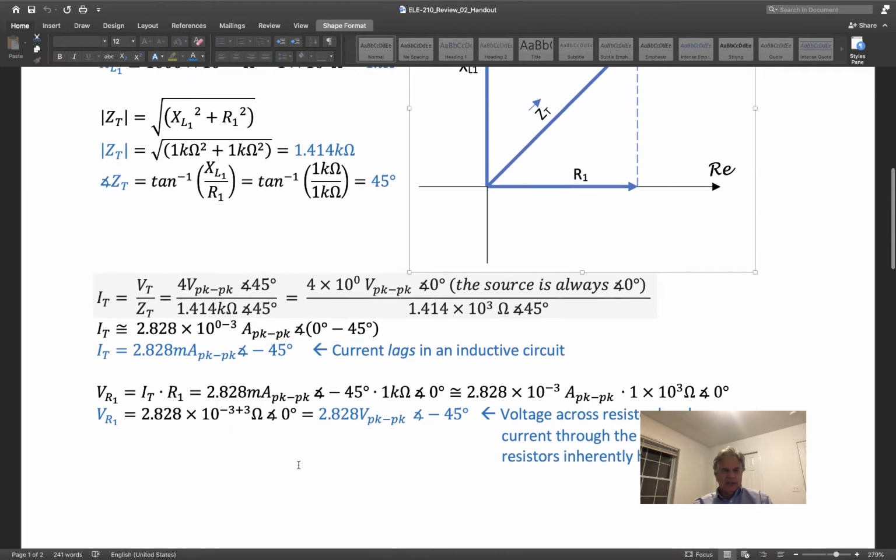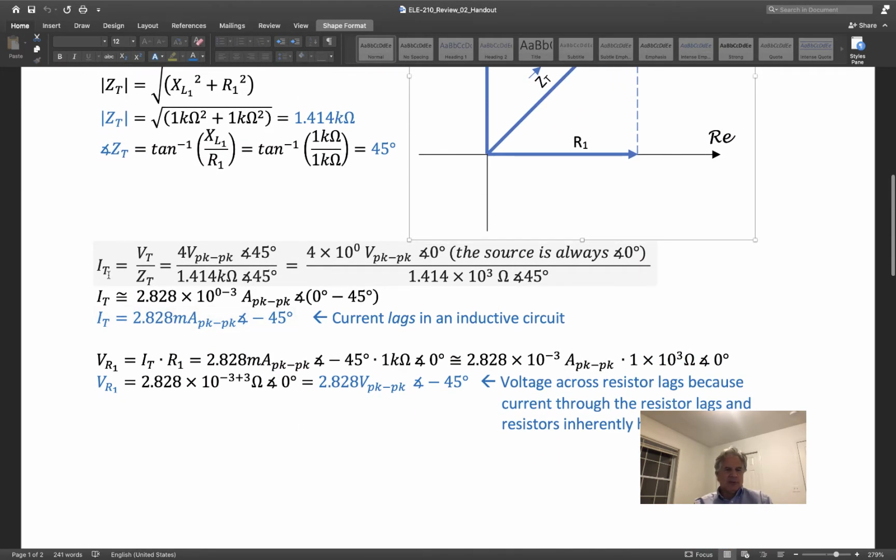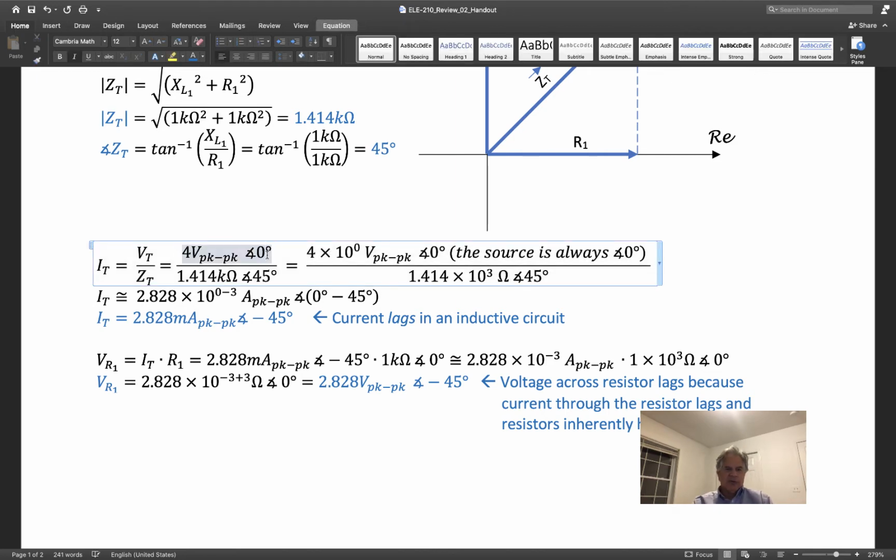So let's work on that resistor. But first we got to get the total current. So V total, that's 4 volts peak to peak at an angle of, sorry about that, 0 degrees, because the source is always at 0 degrees, divided by Z total, which is 1.414 k ohms at an angle of 45 degrees.